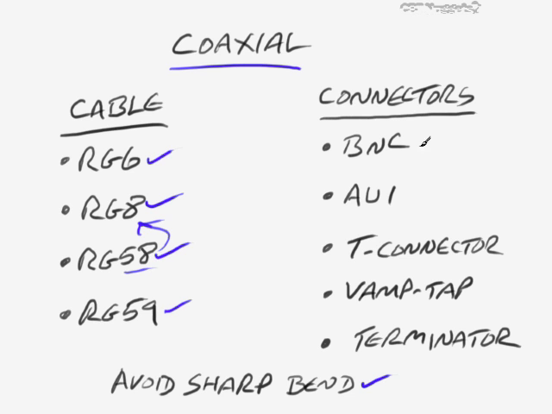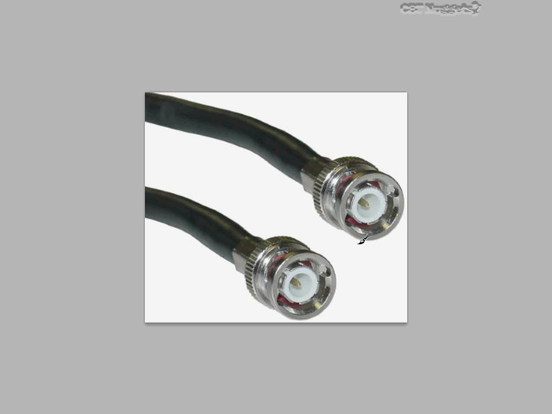The first one would be something called a British naval connector. And what that would look like would be something like this right here. Now this is not exactly like the connector that you would put on the back of your television or back of your cable box, because this has a twist lock connector on it, whereas normally the one that goes on the back of your TV is just a threaded connector.